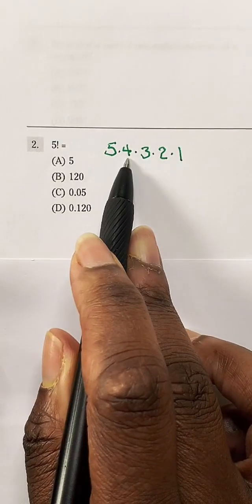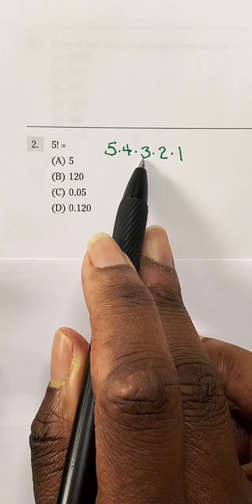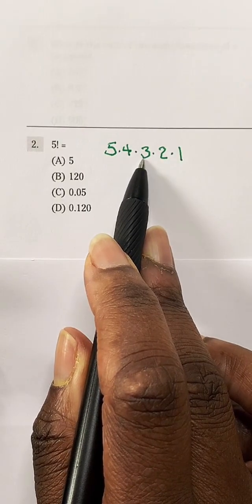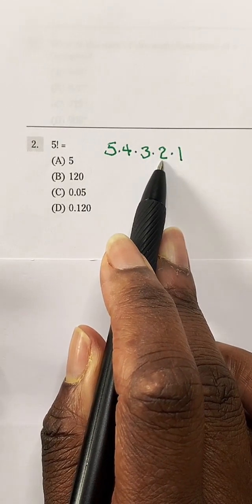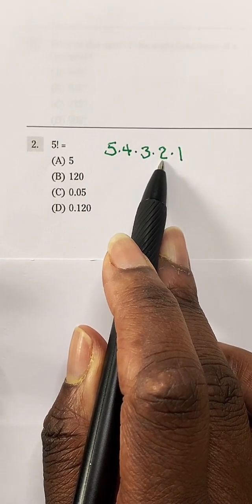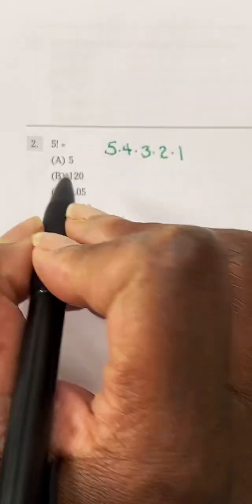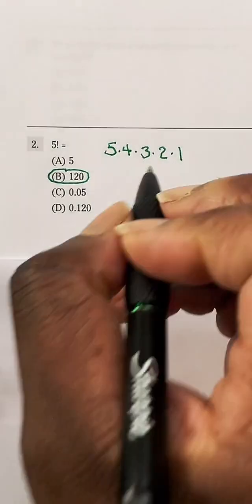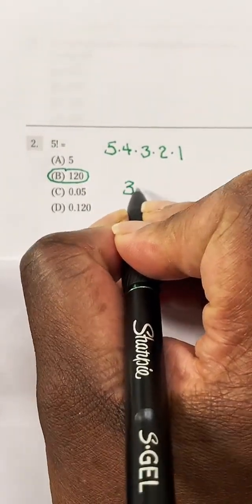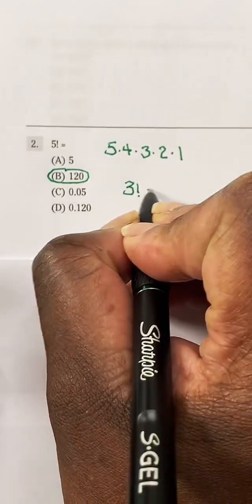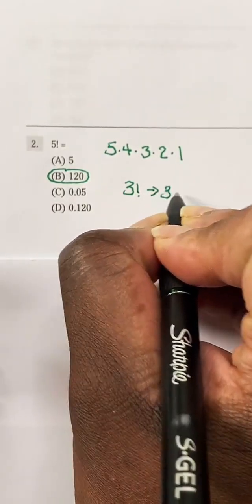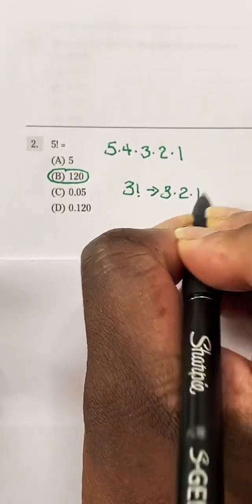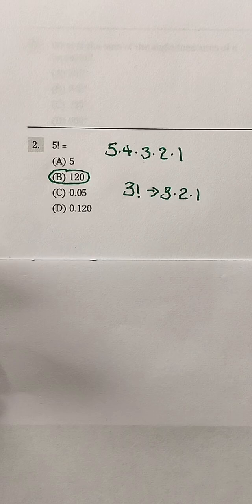So 5 times 4, that gives me 20. 20 times 3, that gives me 60. And 60 times 2, that gives me 120. And we know that 120 times 1 is going to give me 120. Okay, so if I ever see 3 factorial, that simply means I'm doing 3 times 2 times 1.